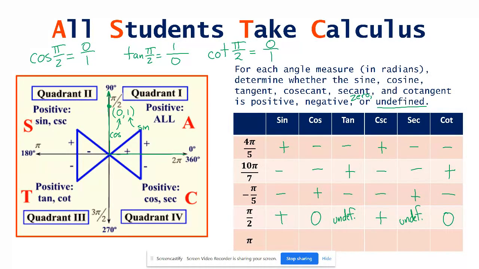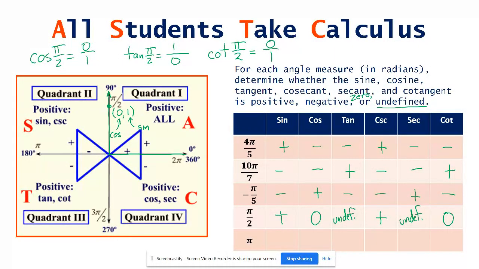If you're just doing positives and negatives, the sine will always match the cosecant. The cosine will always match the secant, and so forth. But when you start getting zeros and undefined, if you have a 0 cosine, the reciprocal, the secant, will be undefined, and vice versa. If you have an undefined tangent, the cotangent, the reciprocal, will be 0, and vice versa.